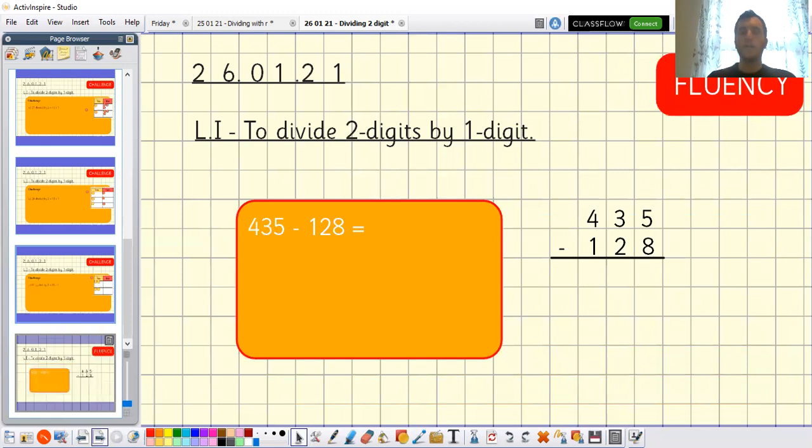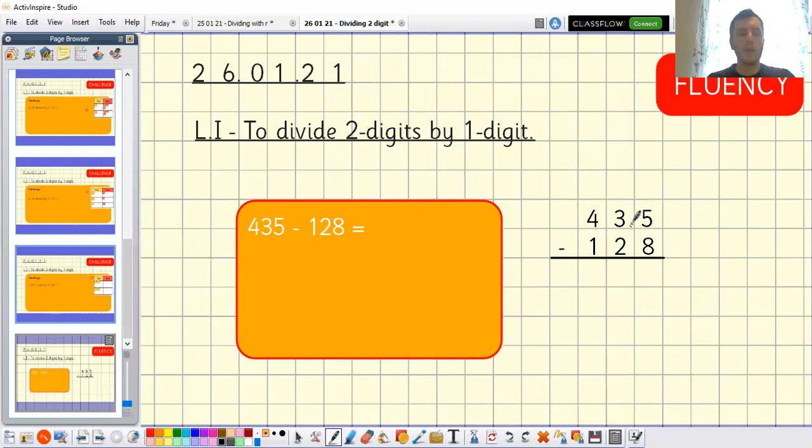To finish with, let's look at our fluency question. I've got a subtraction question today, and I've already laid it out in our column method. Our question is 435 take away 128. If you want to pause the video there to have a go, please do so now. Otherwise, let's look at it together. Oh, I have one tricky column here. One column that's going to require some regrouping. Can you spot what it is?